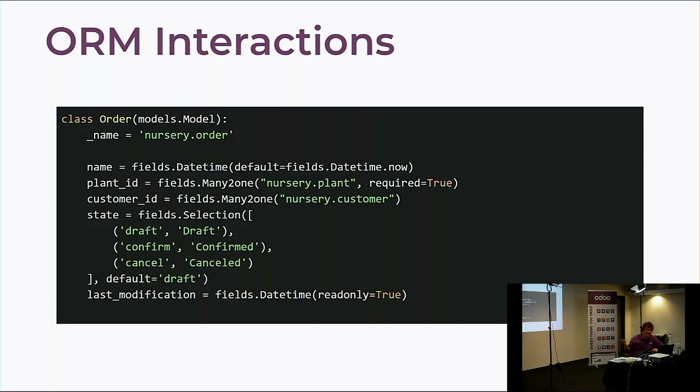I've added a state field, which is a selection field. An order could be draft if it's still a quotation, confirmed once the order is validated, or cancelled. And here we set a default value to draft, so every new order will be draft by default. And I've also added a last modification field, which is a datetime field.